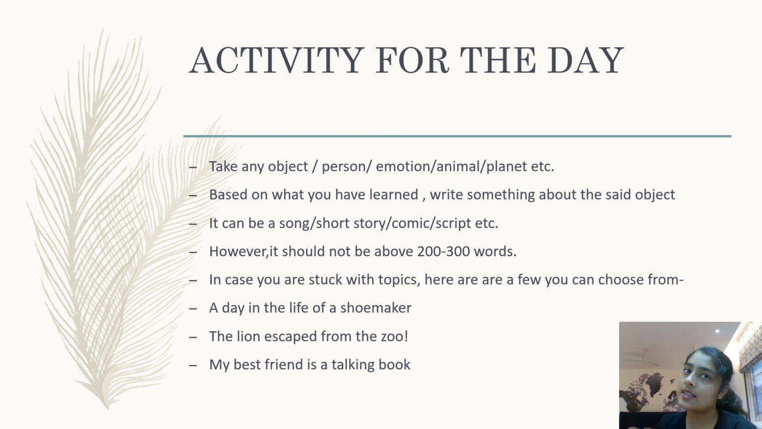Anyway, the second topic is the lion escaped from the zoo. So again, it's your choice. You could write about what happened once the lion escaped. Maybe he escaped into a museum and he broke a lot of artifacts, and then the police had to come. That's your imagination. Okay. And the last topic I had was my best friend is a talking book. Now this could turn into something of a fantasy, like you could invent a world where books can talk and pigs can fly. It's your choice.